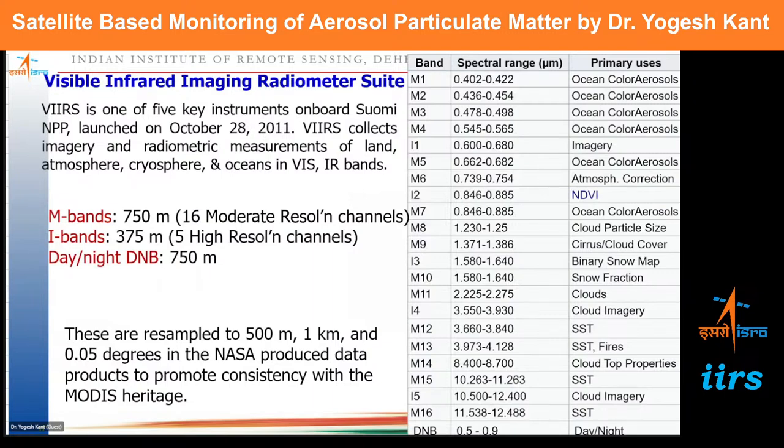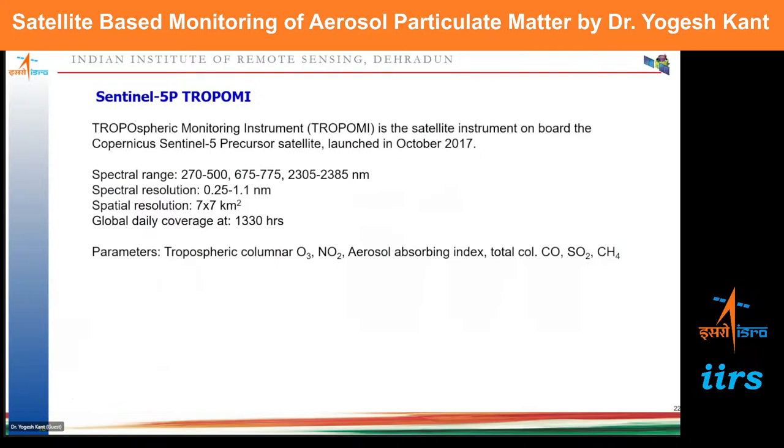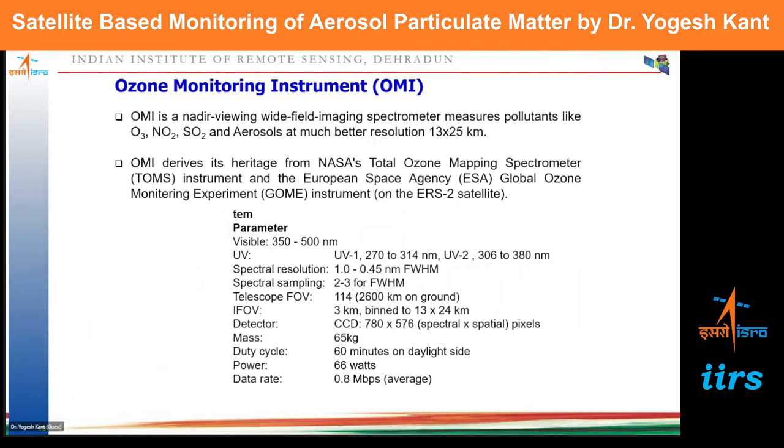Visible Infrared Imaging Radiometer Suite, VIIRS, is a polar satellite which has 24 channels, and apart from many other properties, it also measures the aerosols. Sentinel-5P TROPOMI is a sensor on the Sentinel-5P satellite. It is hyperspectral, and it measures in many spectral ranges. It is a high resolution instrument which measures not only the gases but also the aerosol properties, at 7 kilometer resolution. The Ozone Monitoring Instrument is also one such instrument for measuring aerosol, particularly the absorbing kind of aerosol, because it has a UV channel. Ultraviolet channels are mostly used for absorbing aerosols.